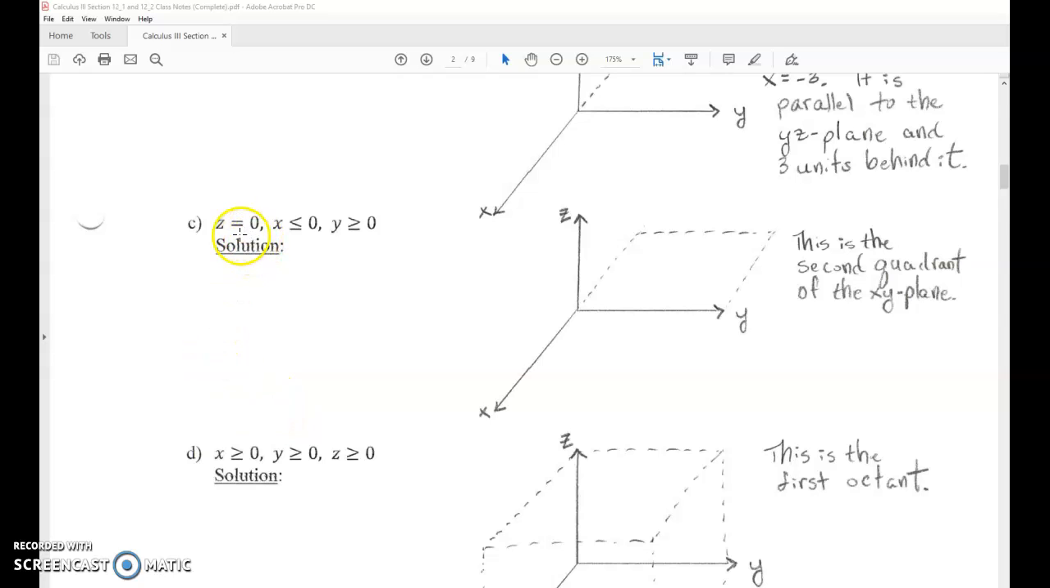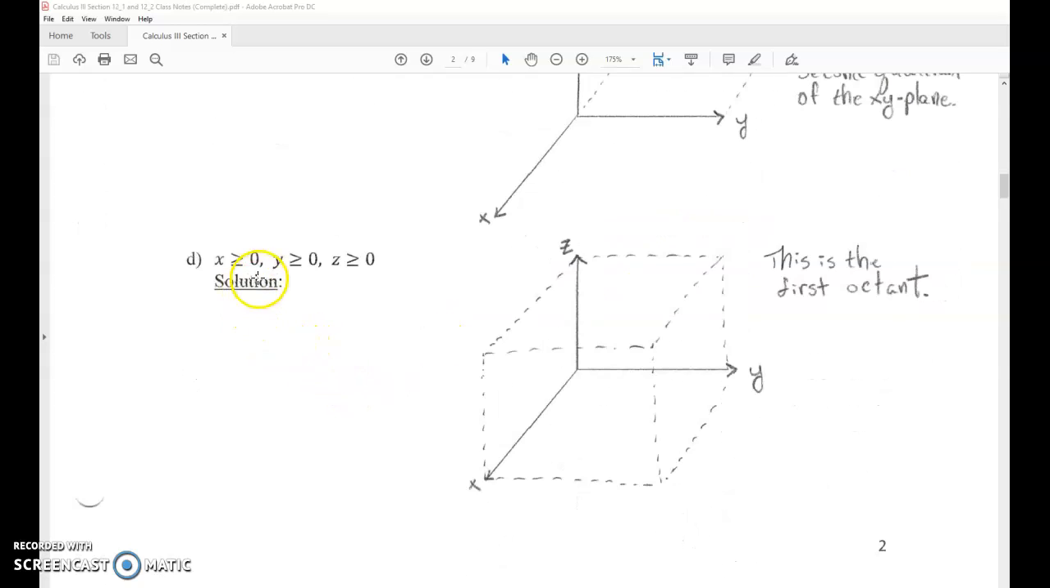Okay. If you see something like z equals 0, x is less than or equal to 0, and y is greater than or equal to 0, that tells you a lot of specific information. That's essentially the second quadrant of the xy plane, right? X has to be negative or 0, y has to be positive or 0. Z has to be 0, so it can't be going up or down anywhere. So it's just the second quadrant of this xy plane. Likewise, x greater than or equal to 0, y greater than or equal to 0, z greater than or equal to 0. That actually is back to our first octant. Okay.